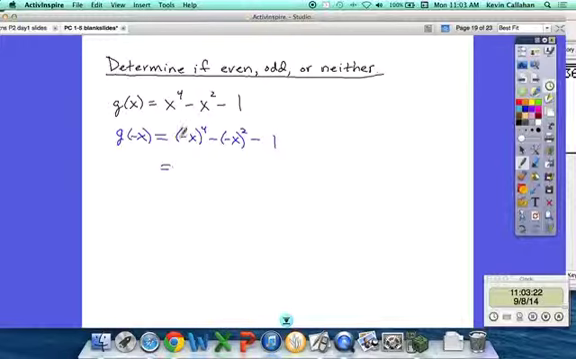So this whole term, negative x to the fourth power, is x to the fourth. How about negative x squared? It's positive x squared, right? The negative squared makes positive. So that's minus x squared, and the minus 1 stays the same. That's equal to the function we started with. What kind of function is it? It's even. That equals g of x, so this is even.